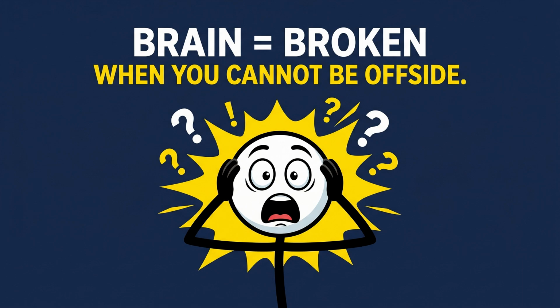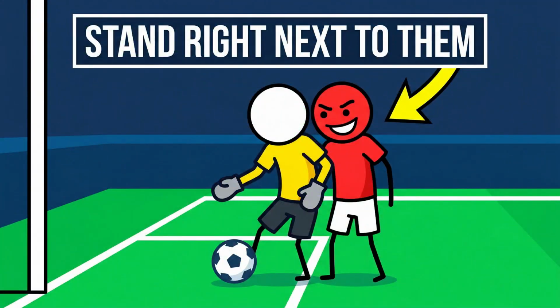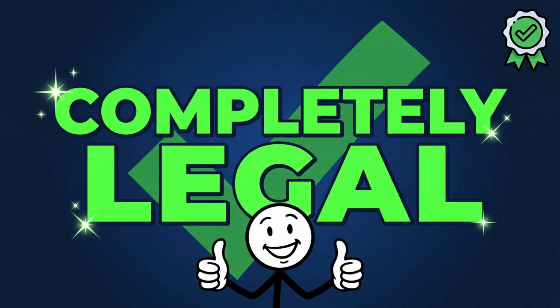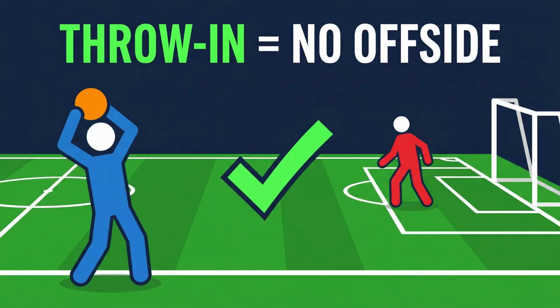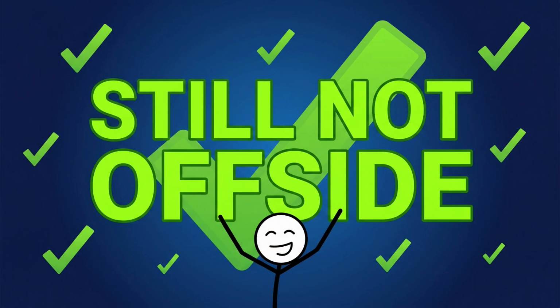Now, here's what breaks everyone's brain. When you cannot be offside. Goal kicks. You cannot be offside from a goal kick. Stand next to the opposition goalkeeper if you want. Completely legal. Throw-ins. You cannot be offside from a throw-in. This is why players stand right on the defensive line during throw-ins in the attacking third. They're not offside, they're smart.